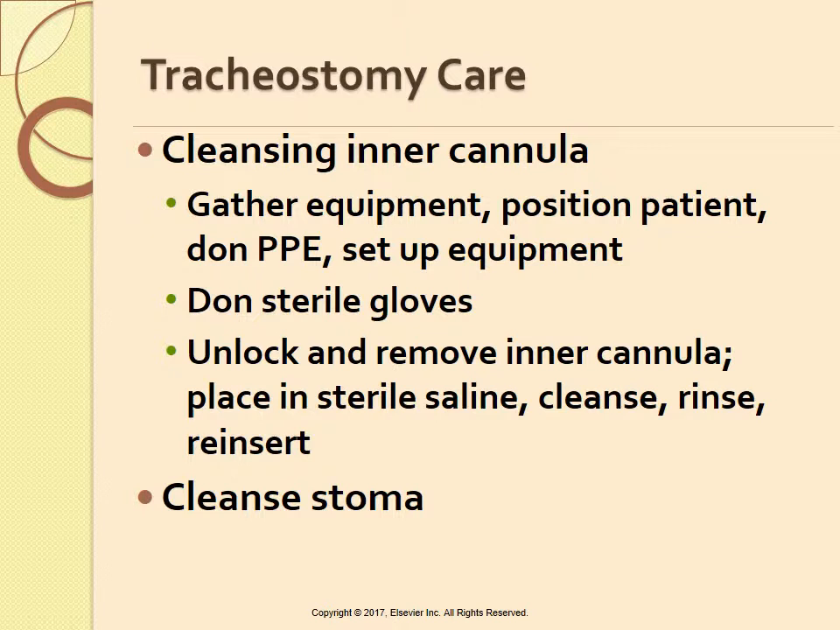So, the procedure to clean the inner cannula and the stoma. Step number 1, you're going to explain the procedure to the patient. Step number 2, use the tracheostomy care kit or collect necessary sterile equipment. So, you need a suction catheter, gloves, water basin, drape, tracheostomy ties, a tube brush or pipe cleaners, 4x4 gauze pads, sterile water or normal saline, and a tracheostomy dressing, which is optional.